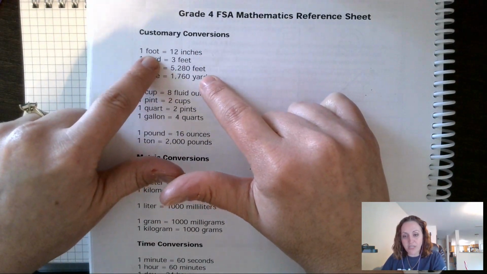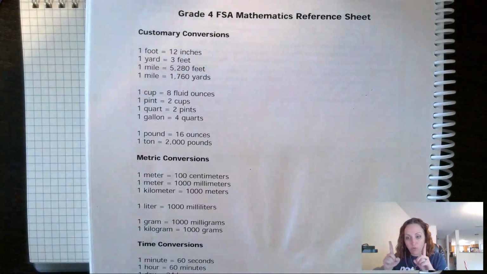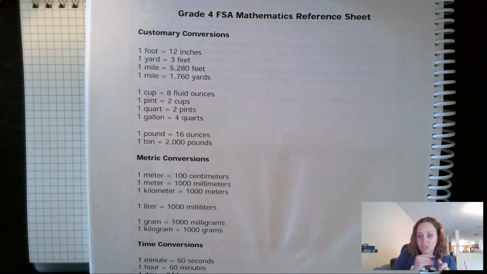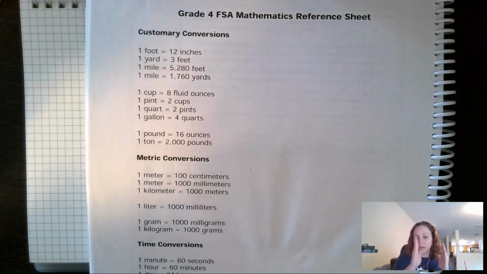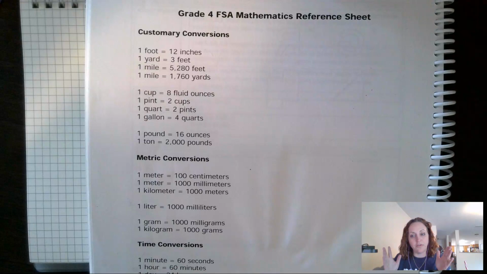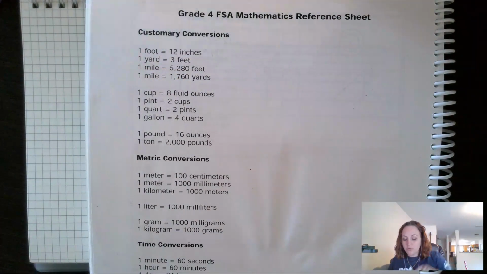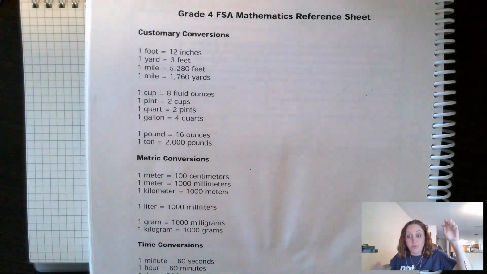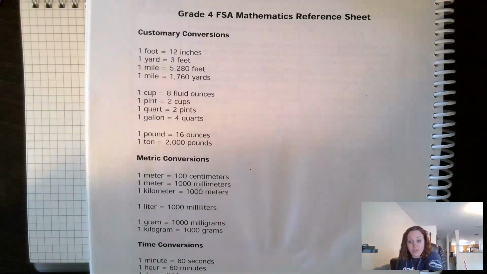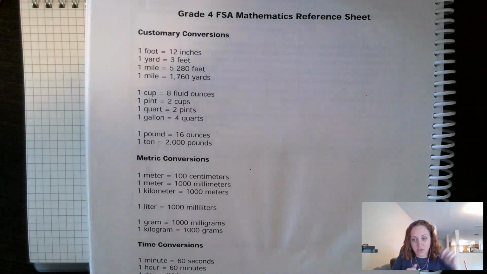If 1 foot is like a ruler, 1 ruler has 12 inches. So I'm taking one big ruler and I split it up into 12 pieces to have those 12 inches. The same thing if I have a yardstick, which is like those really long rulers, that yardstick would be 3 regular size rulers or 3 feet long.